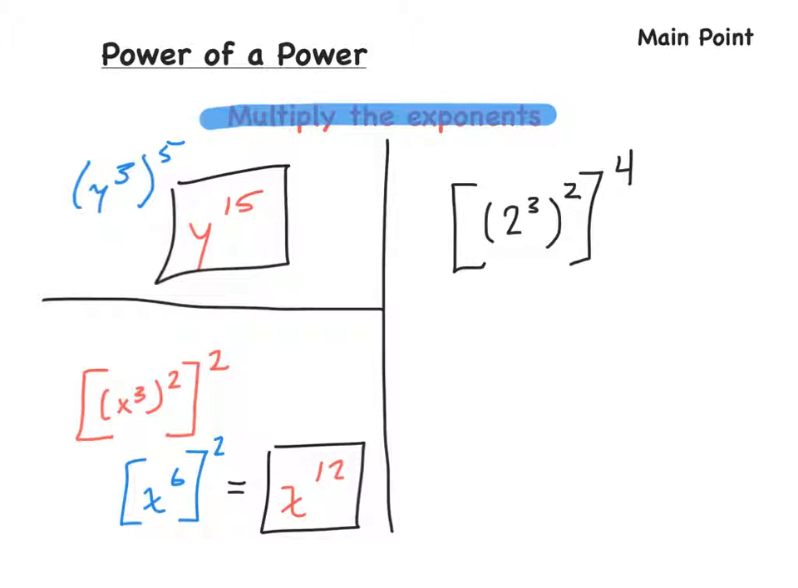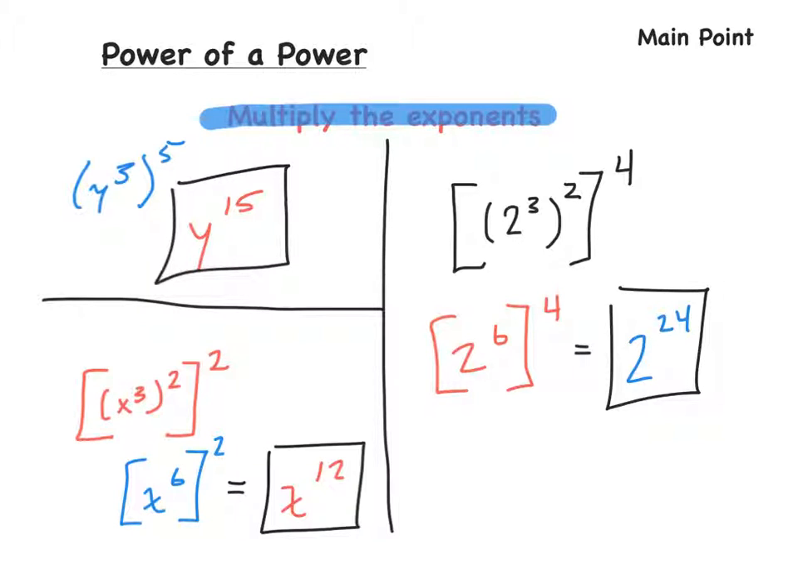Okay, so if we have 2 to the third raised to the second raised to the fourth. So remember, like what we did down here at the bottom left, we still have our base of 2. Then we have 3 times 2 is 6, but now that is still raised to the fourth power. So 6 times 4 is 24. So our base is still 2, so it's 2 raised to the 24th. This is our final answer.